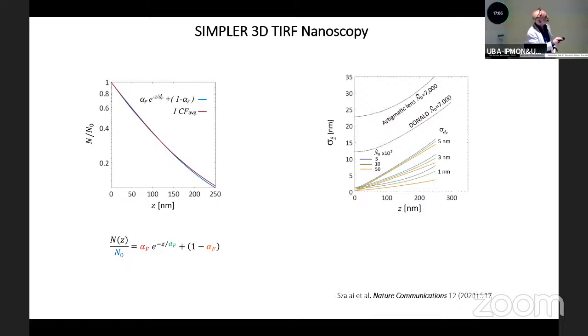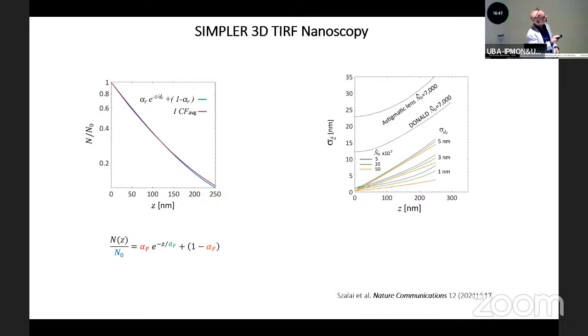And if you do that, you see the expected localization error is very, very small. Here you see what you get for an astigmatic lens setup, as we described yesterday, using 7,000 photons. Here is another method called Donald, using the same number of photons.